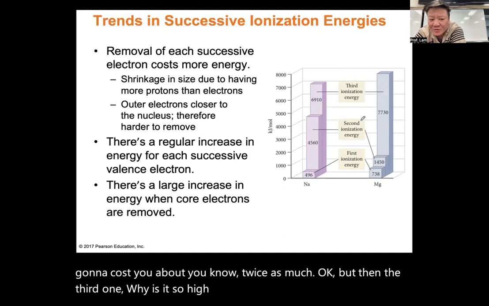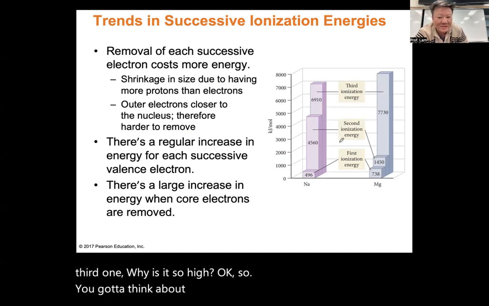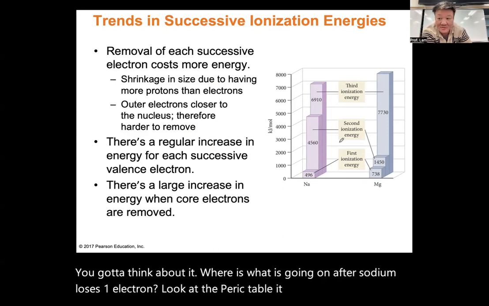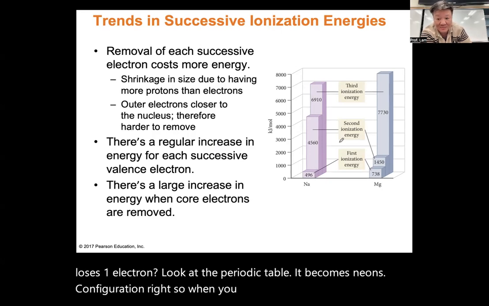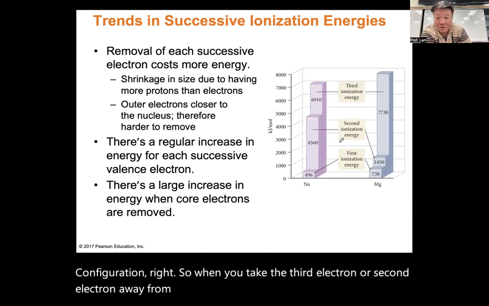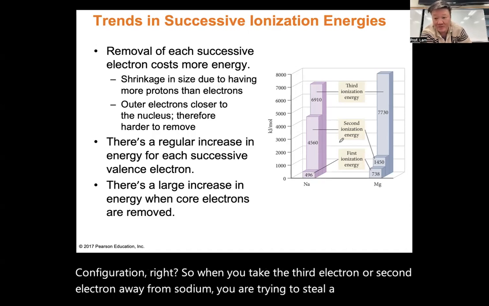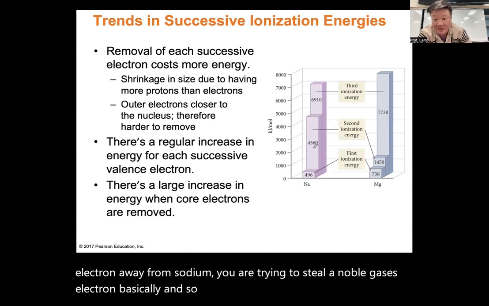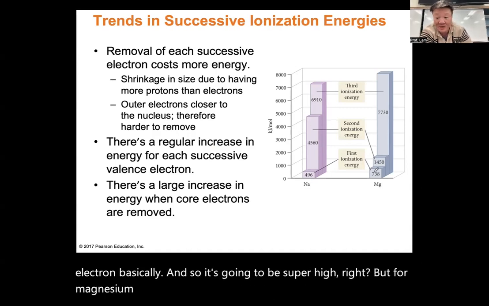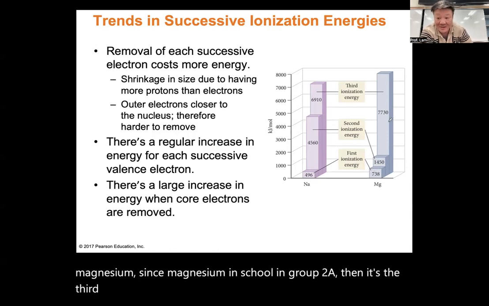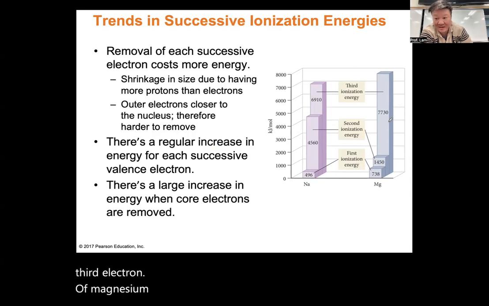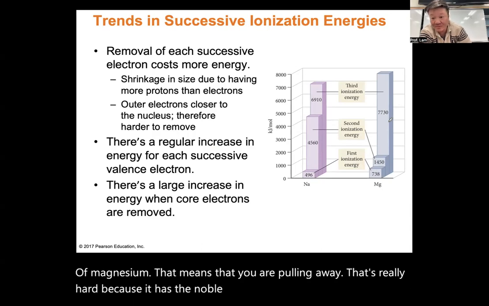So you have to think about it. What is going on after sodium loses one electron? Look at the periodic table. It becomes neon's configuration. So when you take the second electron away from sodium, you're trying to steal a noble gas's electron, basically, and so it's going to be super high. For magnesium, since it's in group 2A, it's the third electron that you are pulling away. That's really hard because it has the noble gas configuration.